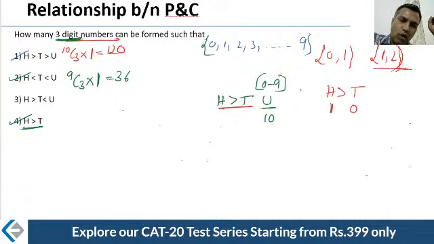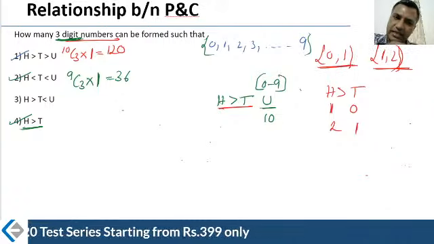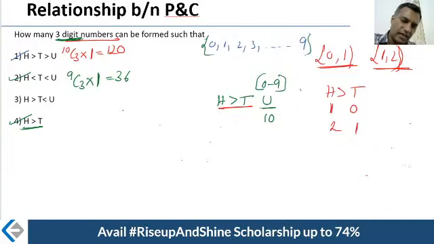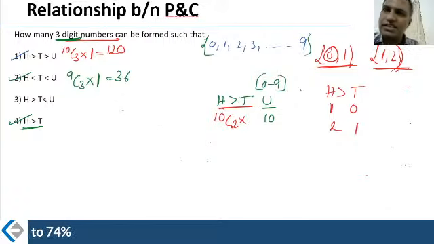What if I have the 1, 2 case? 2 comes here and 1 comes here. No matter which case you take, you will have exactly one formation of a number after selecting 2 distinct digits. So how many ways can I select 2 distinct digits? 10C2 ways. Why? Because there may be a 0 or there may not be a 0. Either way it works for me.